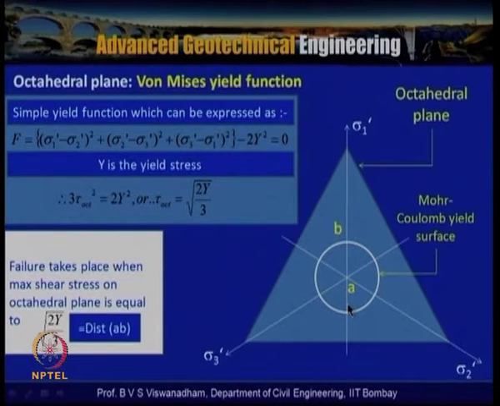So then different failure criteria are actually described. In the next class we will discuss more about the octahedral plane and its relevance to understanding the failure criterion, and thereafter we will discuss how we can determine E from the triaxial test data, and then we will do some example problems on the shear strength of soils.